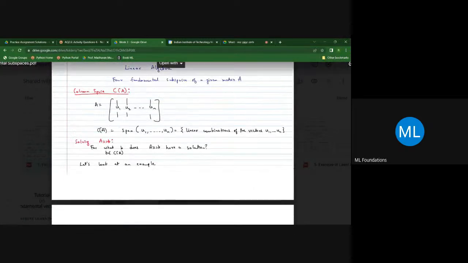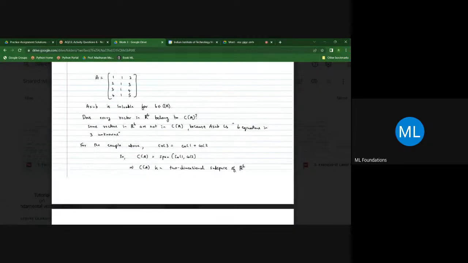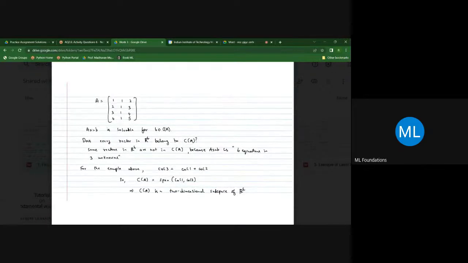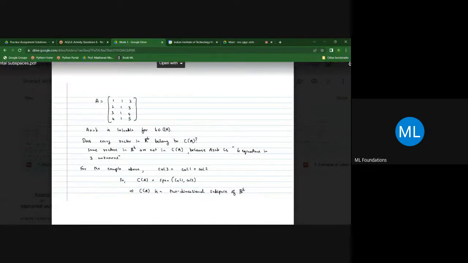So this column space of A is just the span of the linear combinations of these column vectors. Whenever we have these vectors, you can see the columns are in R4. But that does not mean that you can represent each and every R4 vector within the column space. That is, each and every R4 vector need not exist in the column space of A.